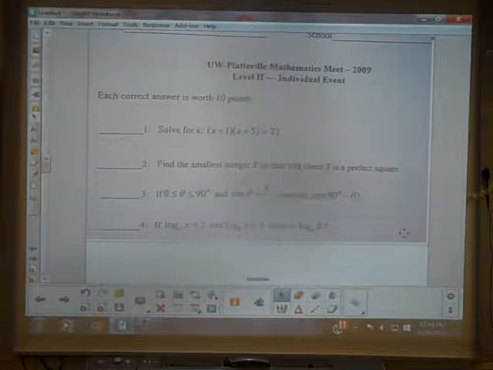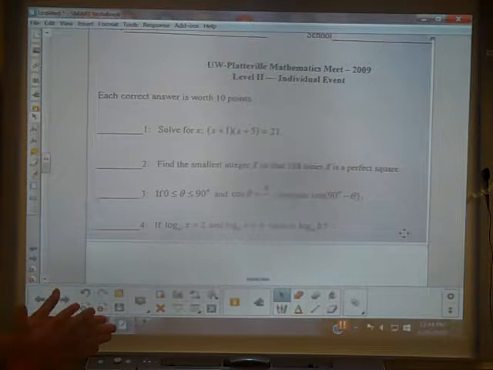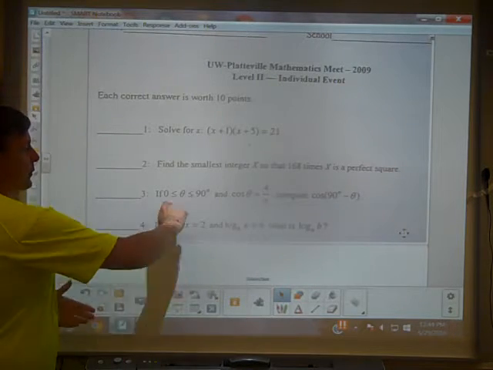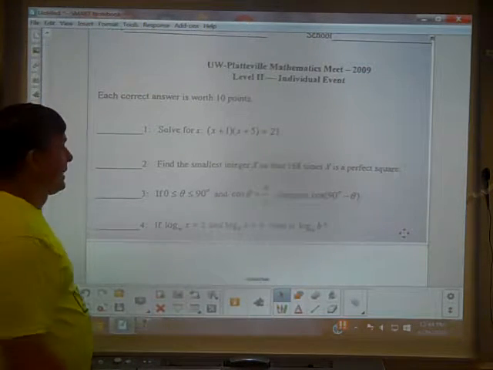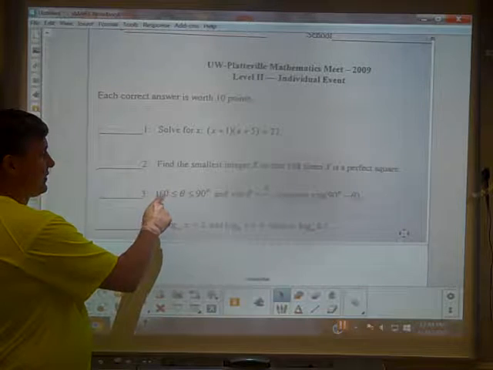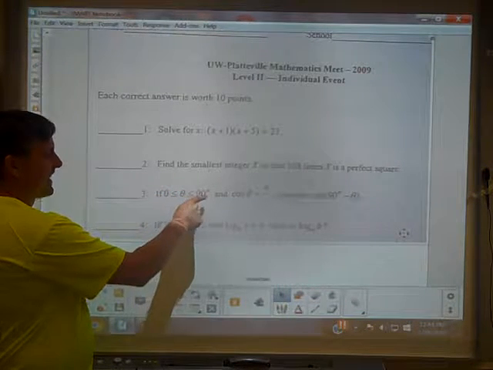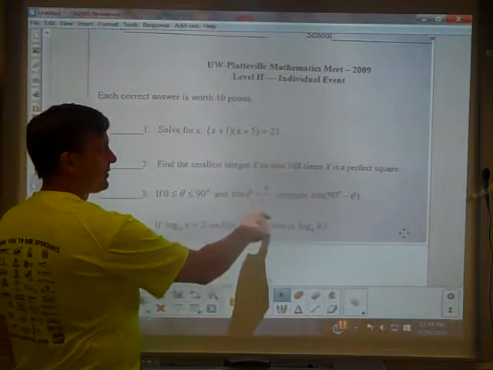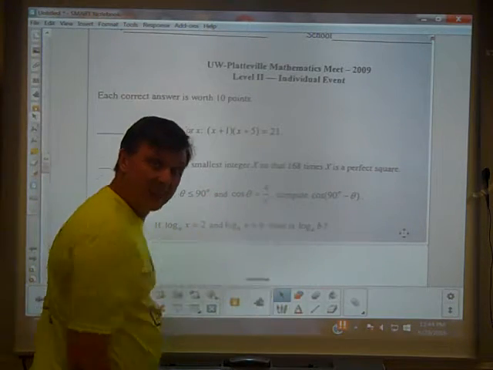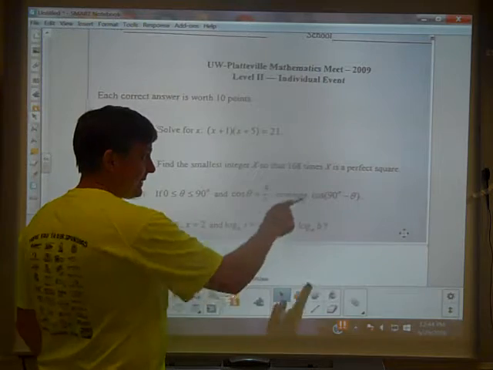All right. Level 2, Junior Senior, 2009 UW Platteville. We're going to do problem 3 here. It says if 0 is less than or equal to theta, which is less than or equal to 90 degrees, and cosine of theta is 4/7, it wants you to compute 90 minus theta.